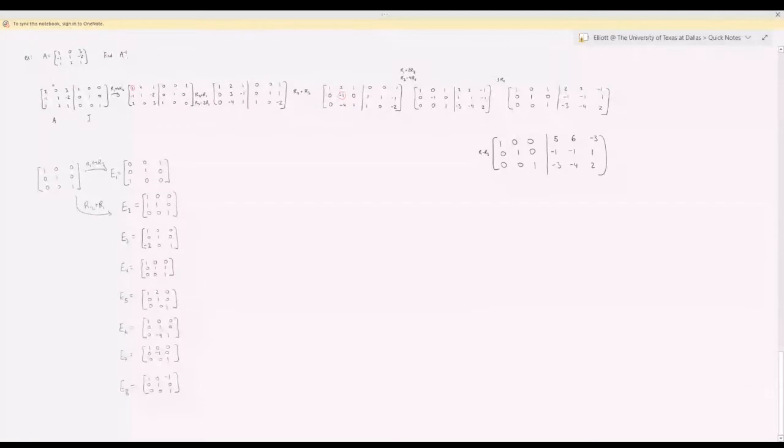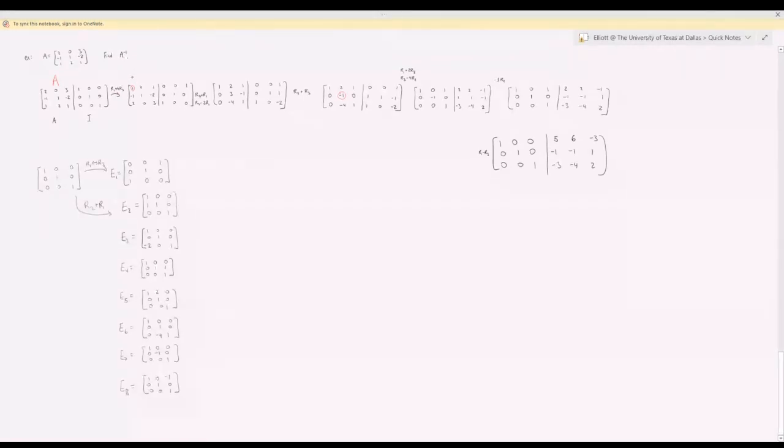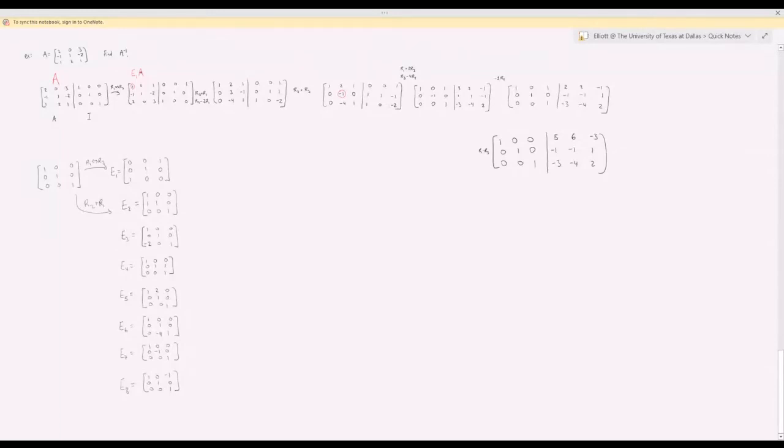We know we started with A here on the left, and when we perform this row swap, that's equivalent to multiplying A by the corresponding elementary matrix E1 on the left. So that means this matrix here should be equal to E1 times A, since E1 is the elementary matrix that just swaps rows 1 and 3.